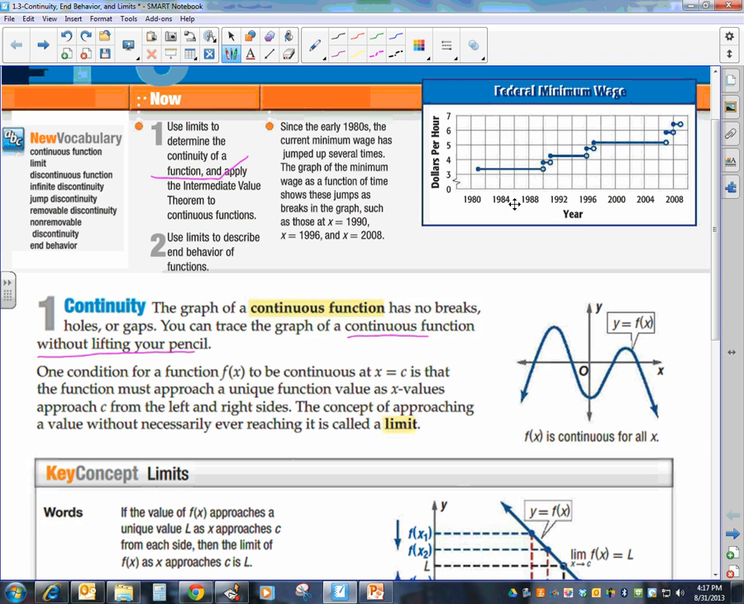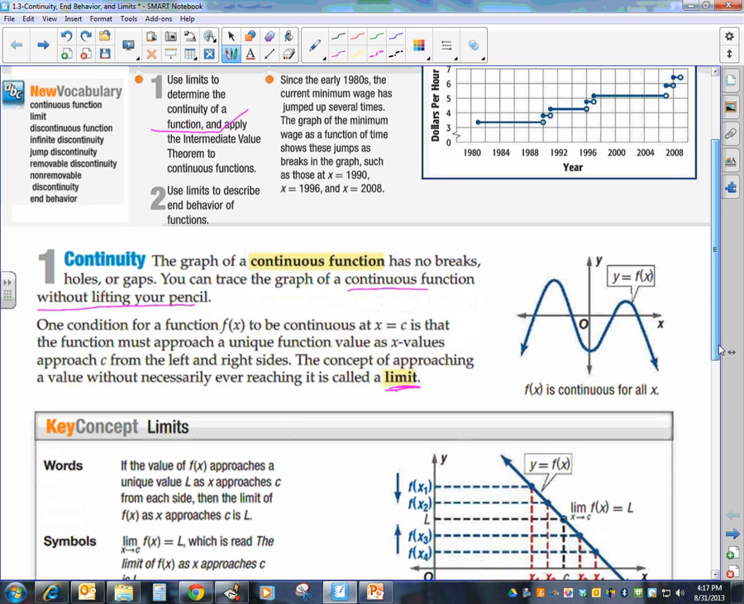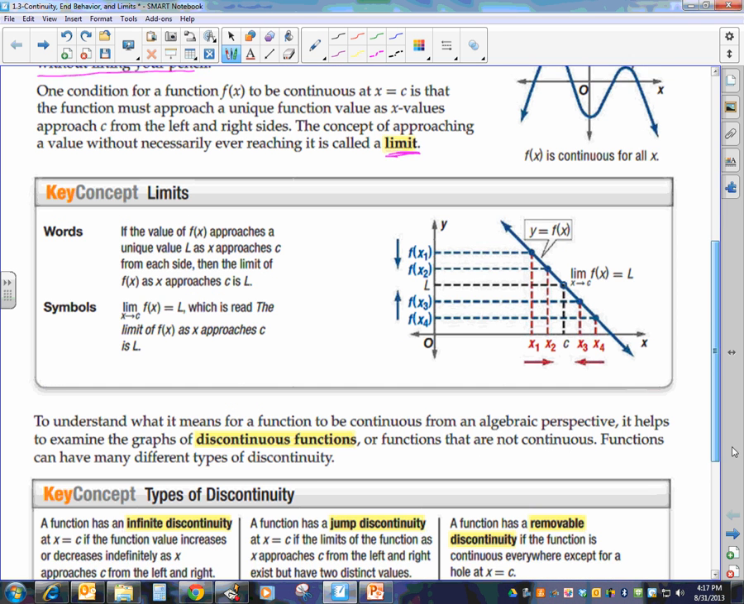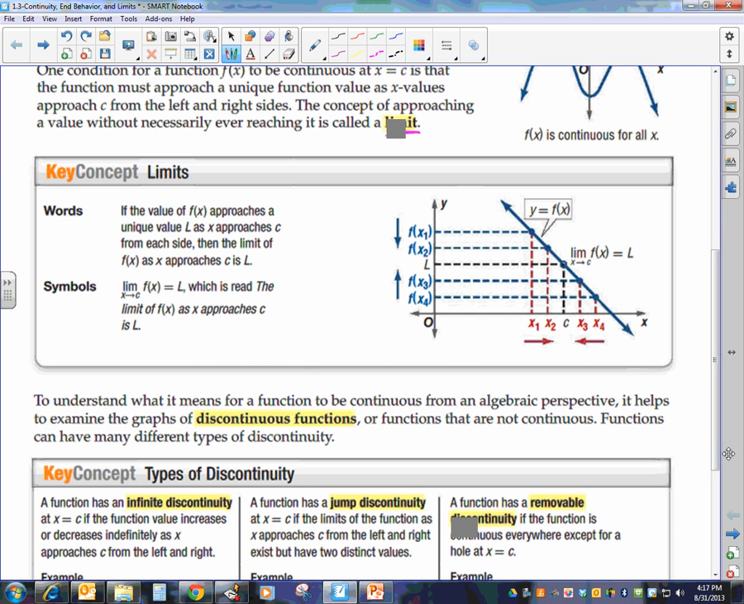But what we're going to work on today is using the concept of limits to prove algebraically that a function is continuous. So we're going to use the picture, but we're also going to use algebra to support our concepts. Okay, so as we start that, let's talk about what a limit is. And just like you have speed limits outside and you're not supposed to drive over the speed limit, you can get as close and close as you want to, but you shouldn't go over it.